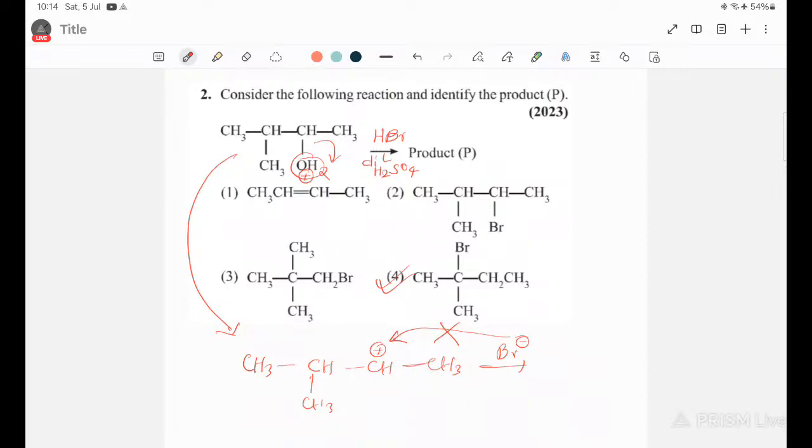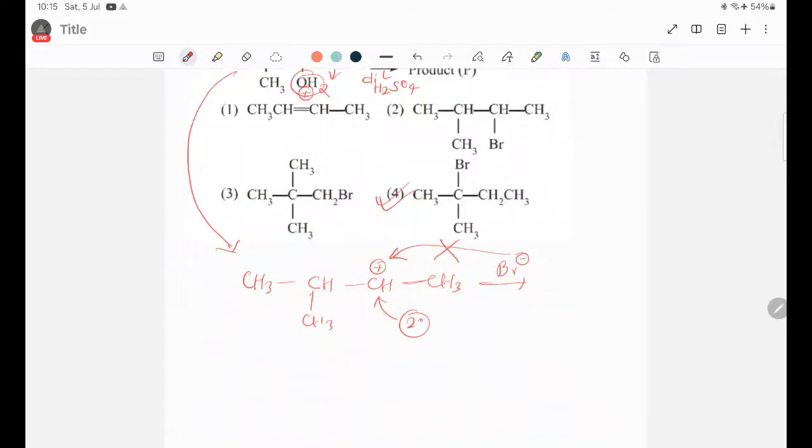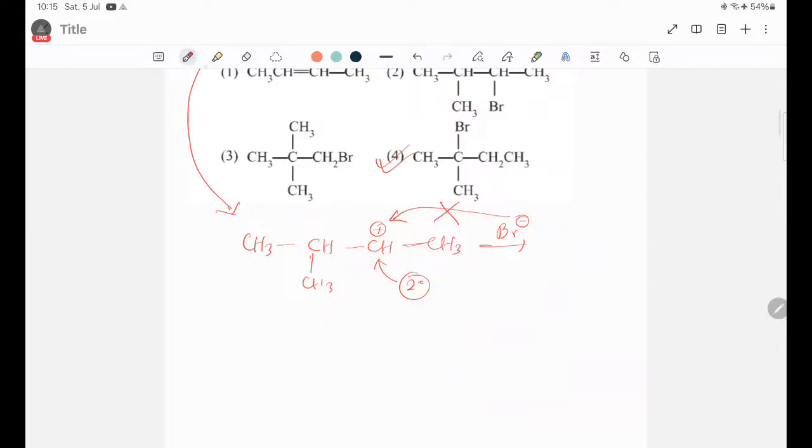In board exam you will get 1 degree, but still you have to think whether there is any possibility that this 2 degree carbocation can be converted into 3 degree or not. That's why this question makes the difference. In this case, if you look at this hydrogen, this hydrogen will shift into this carbocation.